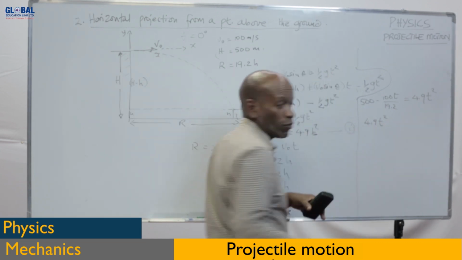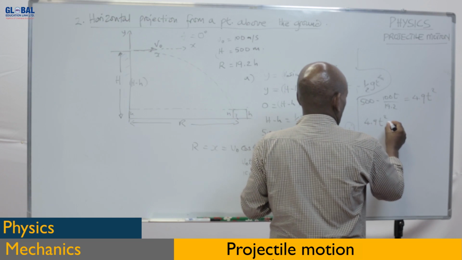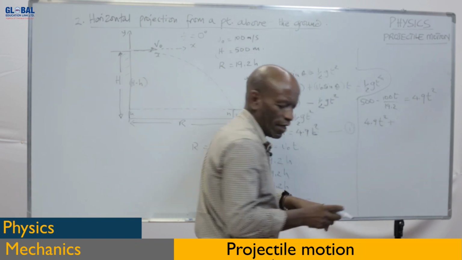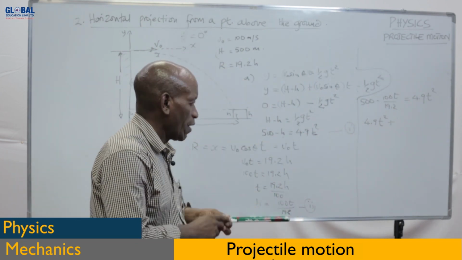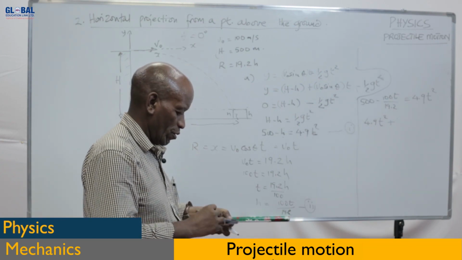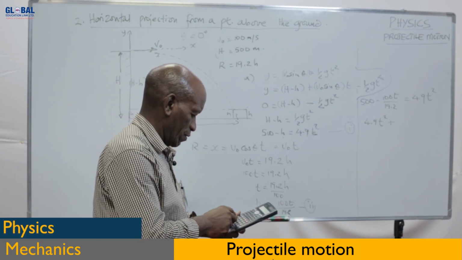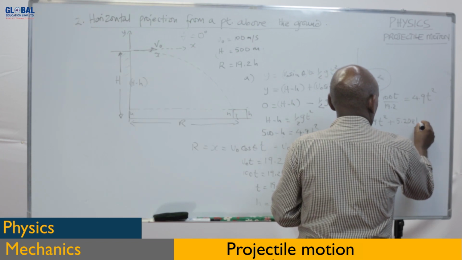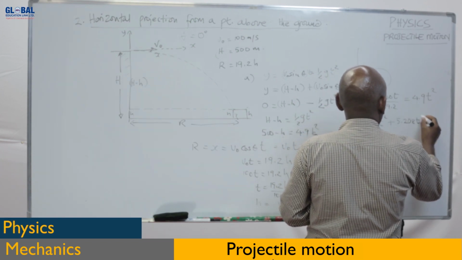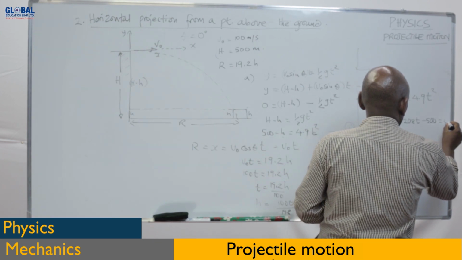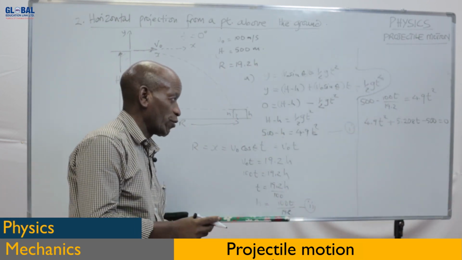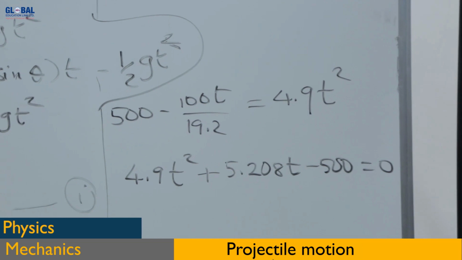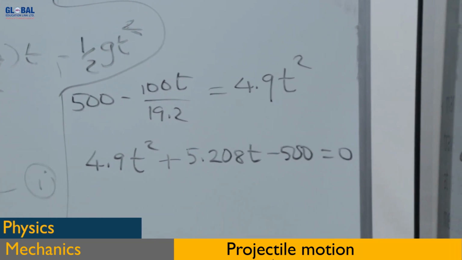So if I write it in a good way, I get 4.9 t squared. This is the quadratic equation. I take this to that side, which is 100 over 19.2. So this will be equal to 5.208 t, and therefore this will be equal to minus 500 equal to 0. Now if you look, this is a quadratic equation. If you solve it, you will get two values of the time t. One will be negative and the other positive. So we pick the one which is positive.